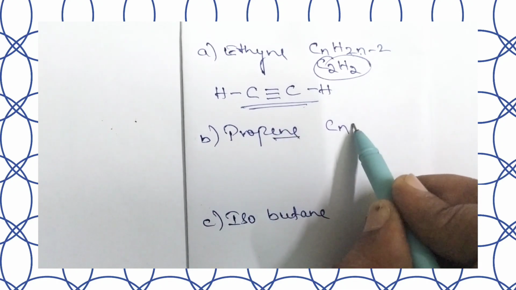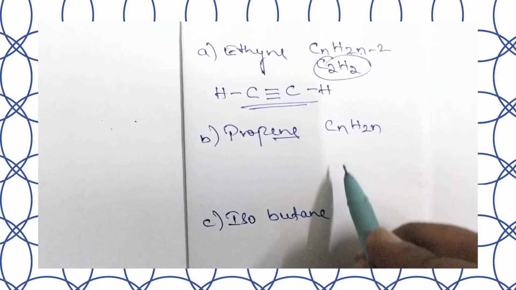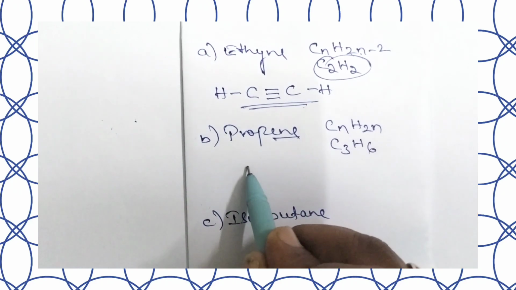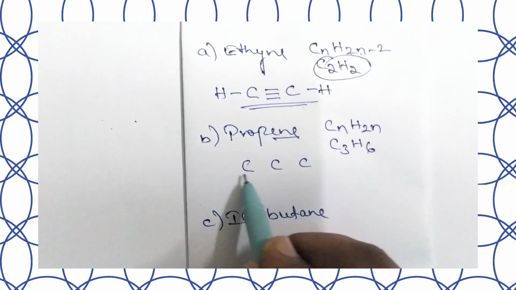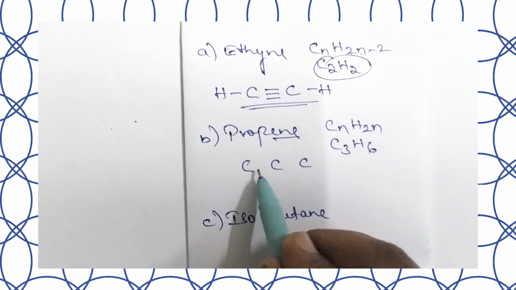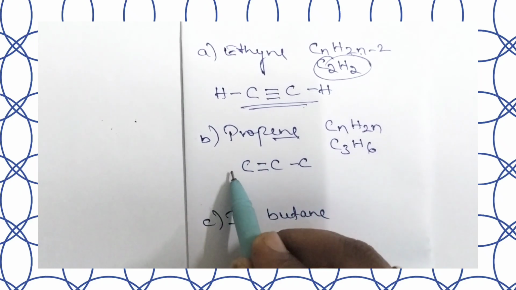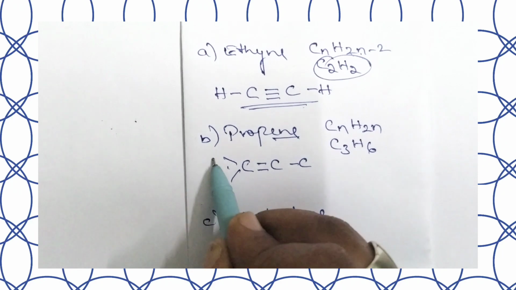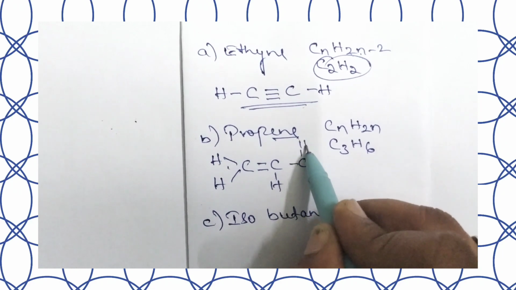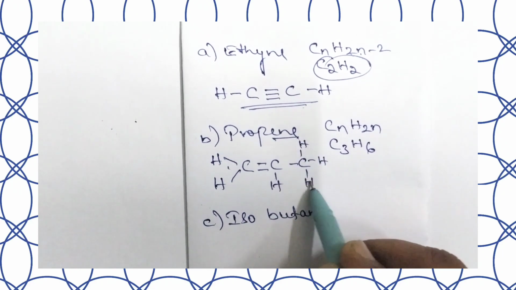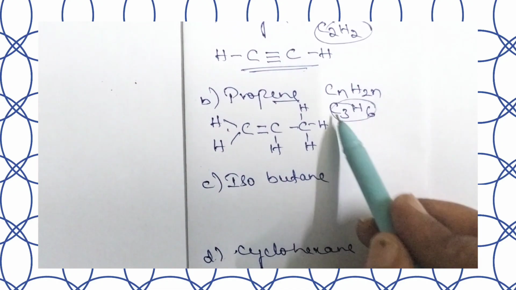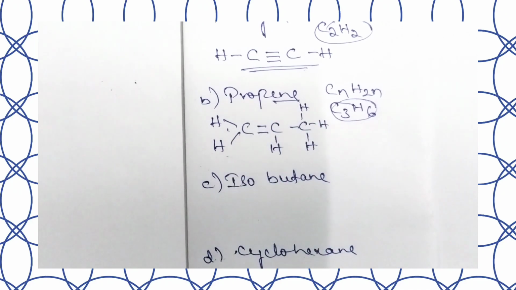Next, propene, that is alkene. It ends with ENE, alkene. General formula CnH2n. Prop means 3 carbons, C3, 2 times 3 is 6. Now 1, 2, 3 carbons. Since it is ENE, between any two carbons there is a double bond, and a single bond here. So 1, 2 hydrogen; here for this one only 1 hydrogen; for this one 3 hydrogen. So C3H6 is the molecular formula, and this is the structural formula for propene.